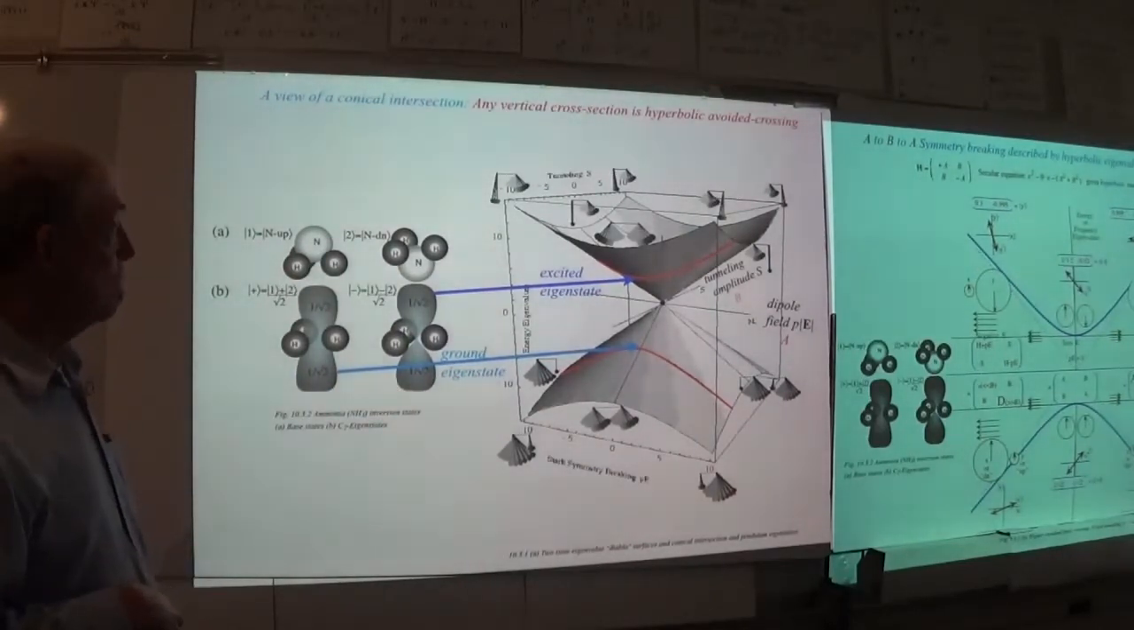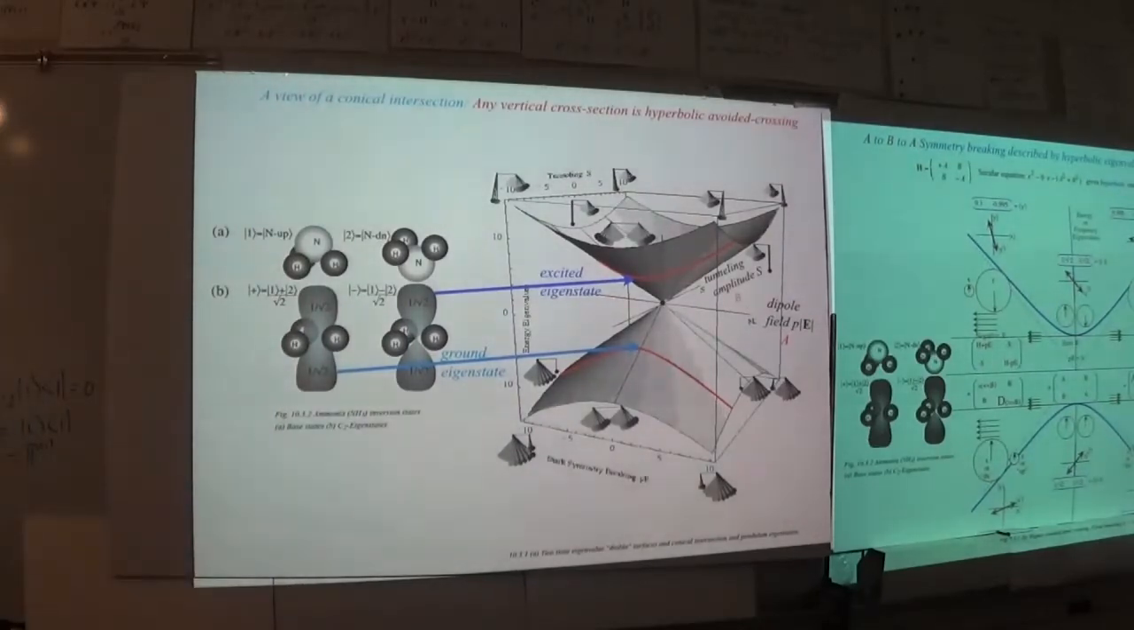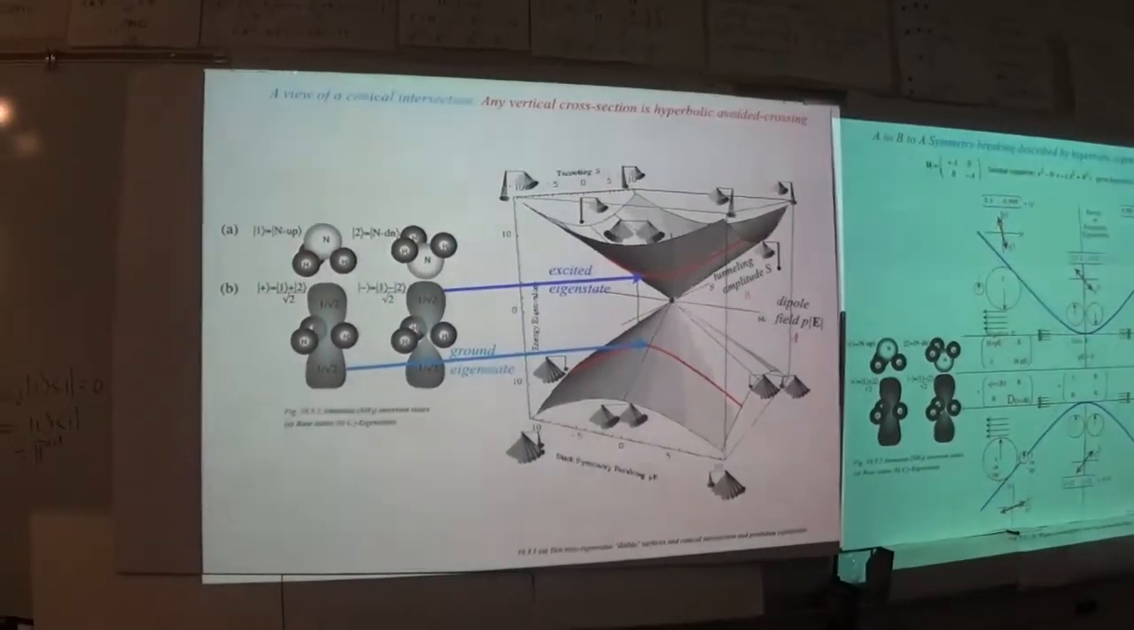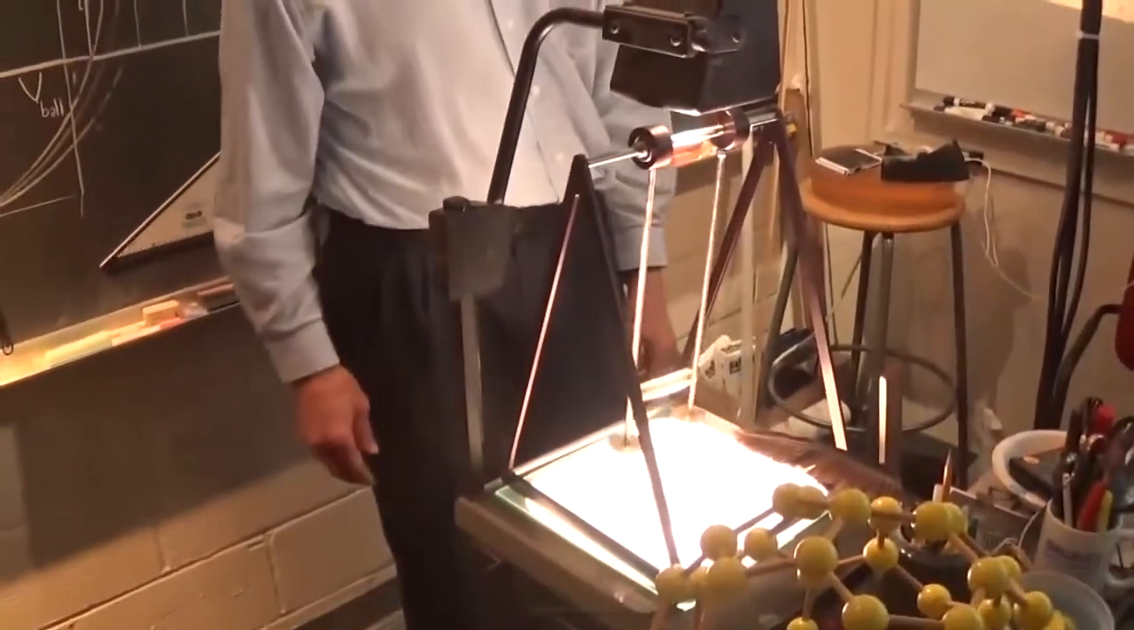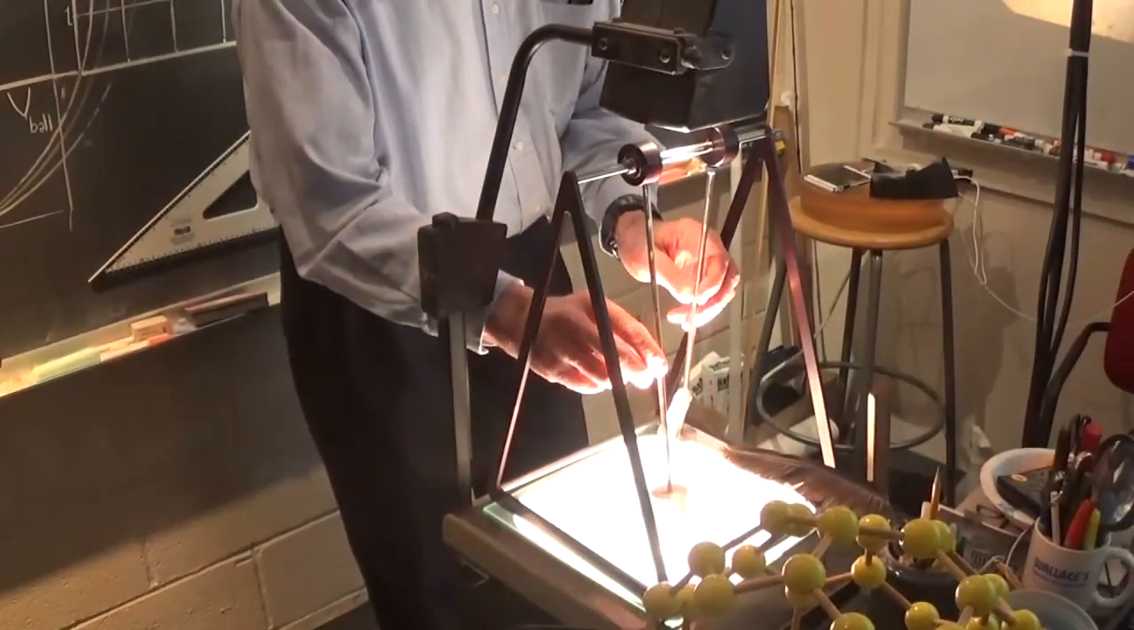Yep. And it really is, thinking of waves as oscillations, it really is the difference between this motion here and this motion, the excited state motion here.